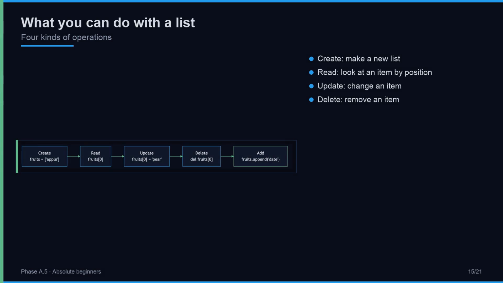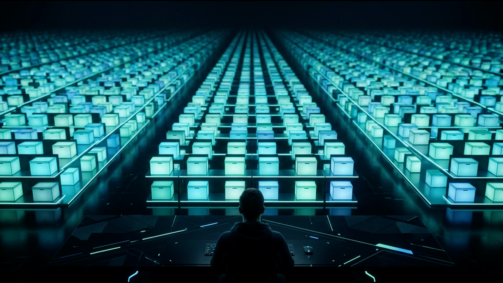Think about what you can do with a list. 4 kinds of operations cover almost everything. Create, write the items inside square brackets. Read, reach in by position to look at an item. Update, assign a new value to a position. Delete, remove an item from the list. Create, read, update, delete, sometimes called CRUD. The next lessons go deep on each one. For now, just hold these 4 operations in mind: create, read, update, delete.